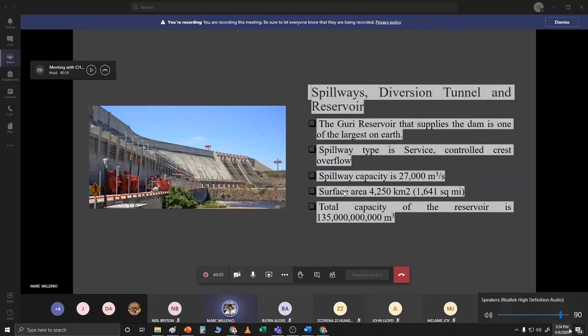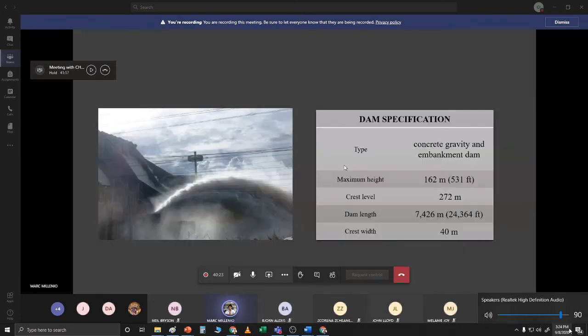Where the spillway capacity is 27,000 cubic meter per second. Surface area 4,250 kilometers squared. The total capacity of the reservoir is 135 billion cubic meter. The dam specification is a concrete gravity embankment dam with a height of 162 meter. The crest level is 272 meter. The dam length is 7,426 meter. And the crest width is 40 meter.